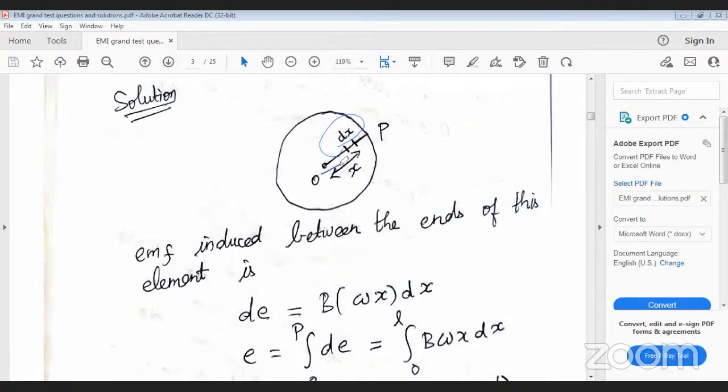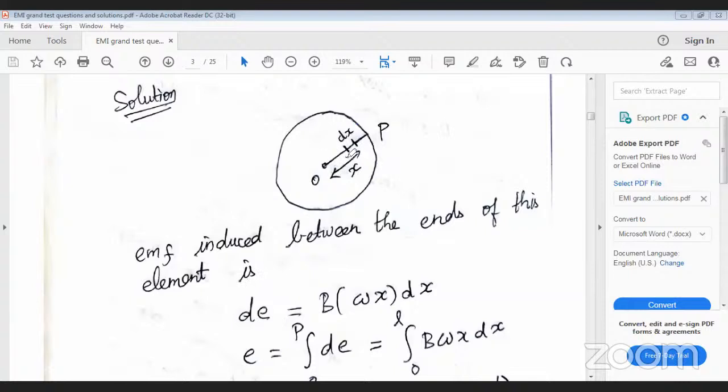So the entire length L of the rod can be separated into small portions, each of length dx, and from the center O, this dx is at a distance of x from O. The entire length of the rod is L, which has been given in the question itself. We separate the entire length into small portions of length dx each, and now we are going to find the induced EMF between the ends.